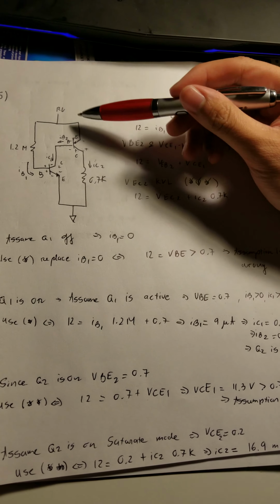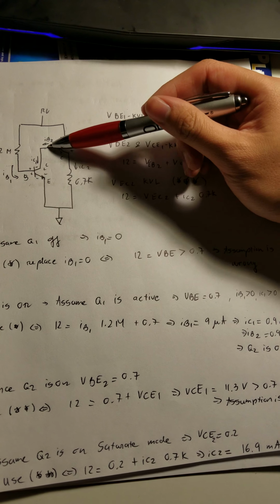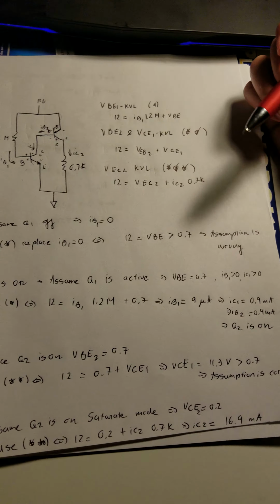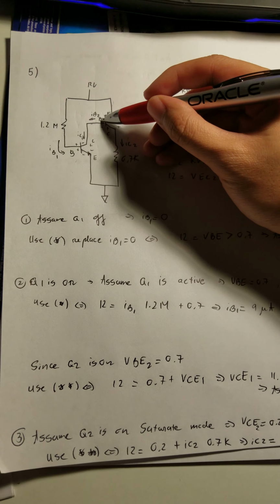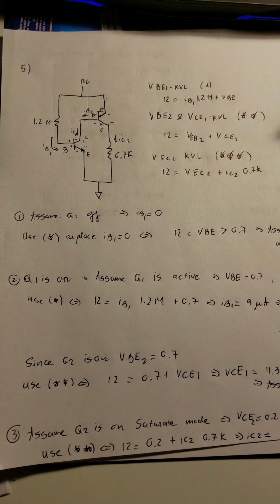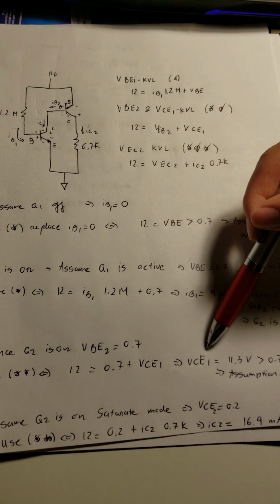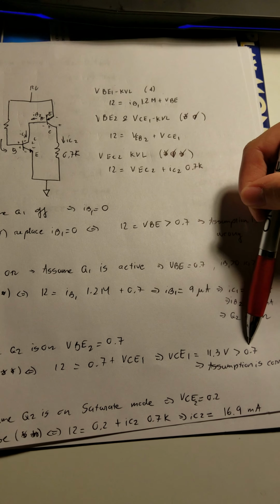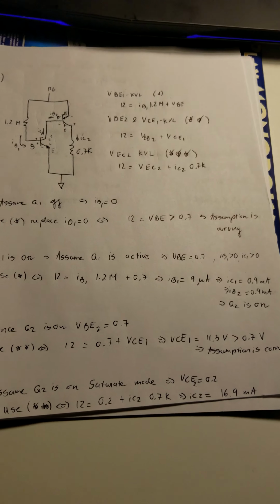And what that means is Q2 is on, since the current going to the base of BJT2 is greater than 0, and we can say that VBE2 is going to be equal to 0.7. From that we can use the 2 star equation right here and plug in all the information that we get, and we find out that VCE1 is going to be equal to 11.3 volt and it's going to be greater than 0.7 volt, and the assumption is correct.